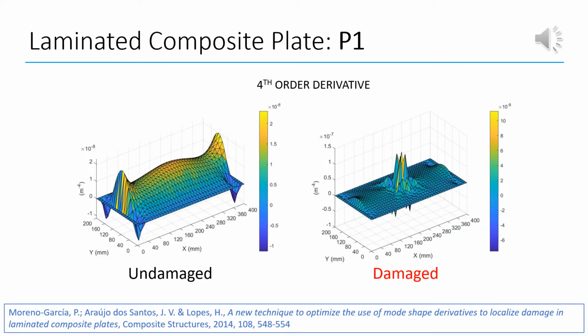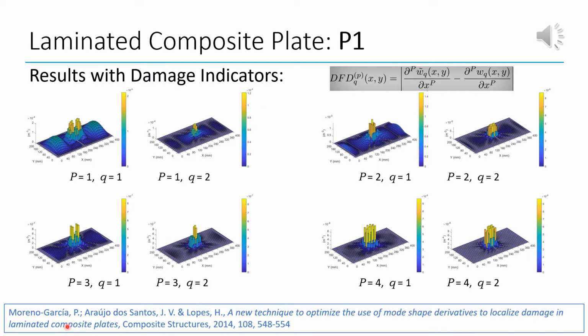Indeed, the fourth order derivative of the displacement of the plate in the damaged state clearly shows peaks at the damage location, where we have the values of an order of magnitude higher than the values of the fourth order derivative of the undamaged plate. The 4 damage indicators were evaluated using the first mode, Q equals 1, and second mode, Q equals 2.